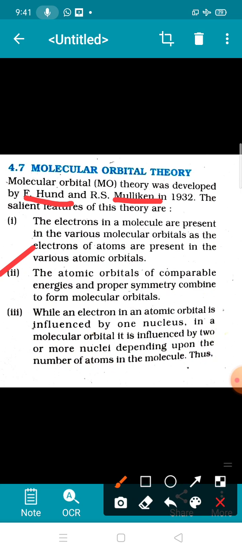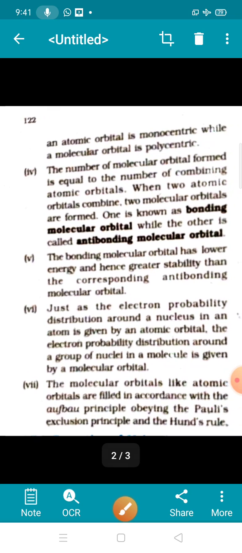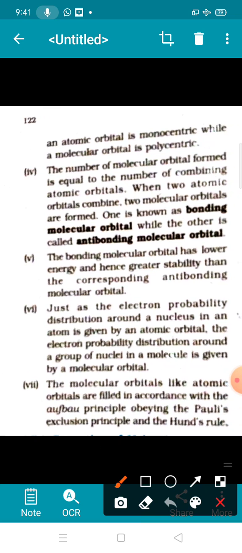Similarly, how many atoms will water have? Water will have three atoms. So how many electrons are there in water? Oxygen has 8, and each of the hydrogens has one electron, so altogether there are 10 electrons. Now all the 10 electrons will be under the influence of three nuclei, one oxygen and two hydrogen.